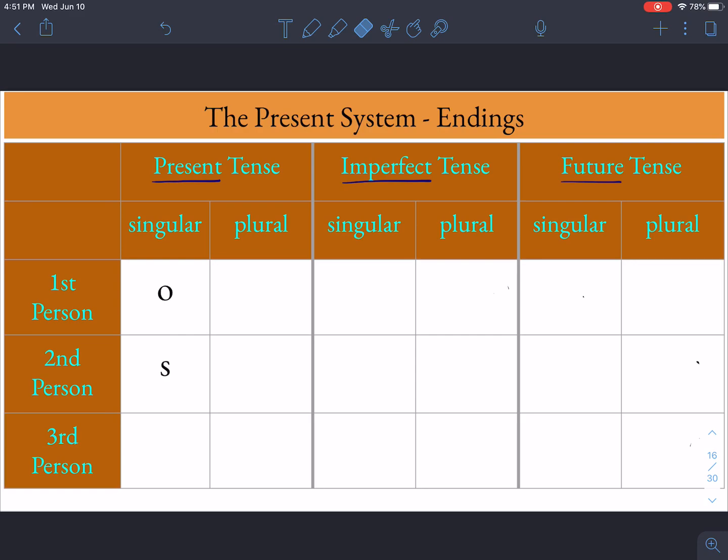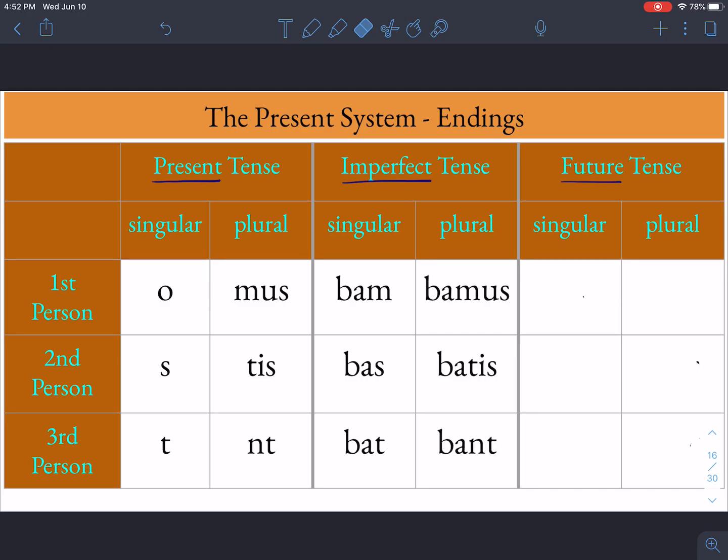O, s, t, mus, tis, and nt. We've got our imperfect endings, which are bam, bas, and bat, bamus, batis, and bant. And we've got our future tense endings, bo, bis, bit, bimus, bitis, and bunt. All right, so those are the endings in the present system.